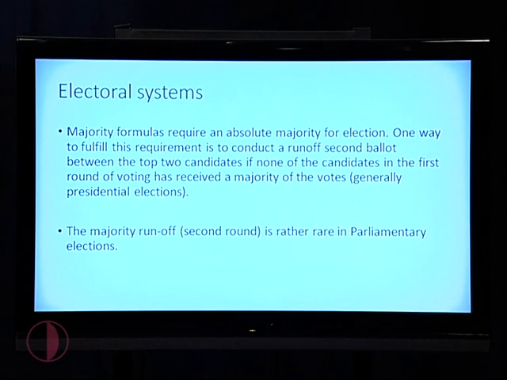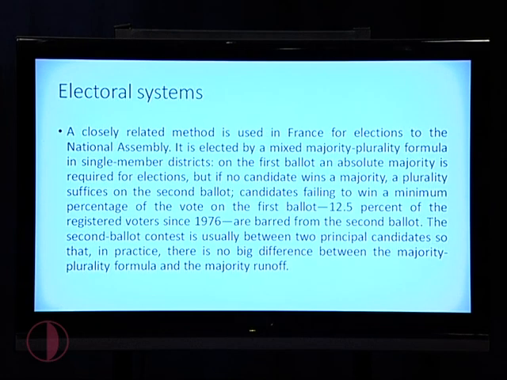Majority formulas require an absolute majority for election. One way to fulfill this requirement is to conduct a runoff second ballot between the top two candidates if none of the candidates in the first round of voting has received a majority of the votes. Generally, in presidential elections, such a formula is performed. The majority runoff second round is rather rare in parliamentary elections.